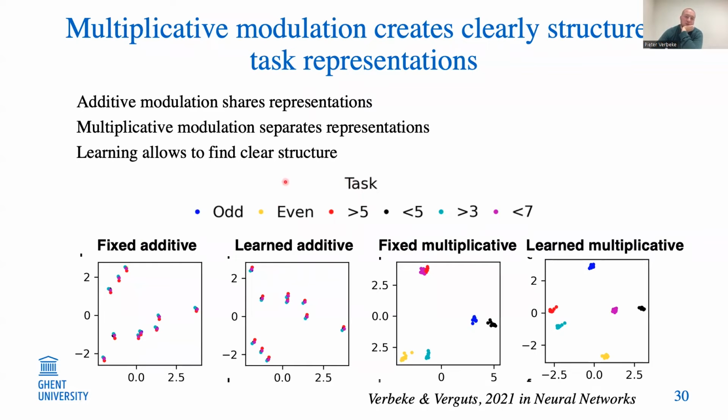And this is, of course, because additive modulation will, as we can see here, learn or share task representations and hence experience catastrophic forgetting because it doesn't distinguish between the different tasks. While multiplicative modulation will separate all different tasks, adding learning to this multiplicative signal will allow it to find a clear structure in the task. Here you can clearly see this odd-even dimension and the bigger than, smaller than dimension.